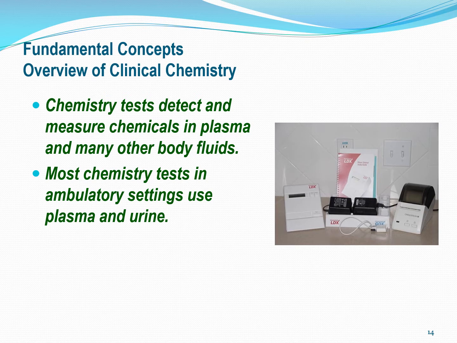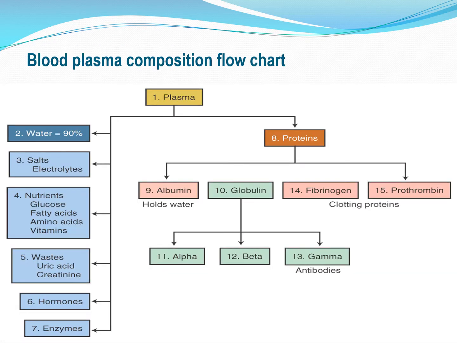So chemistry tests detect and measure chemicals found in the plasma and other body fluids. Most chemistry tests in ambulatory settings use plasma and/or urine. Here's a little flow chart. We can also see this in some very good pictures and illustrations, a lot of great information in your textbook to go along with this, where we're talking about the basic makeup, right?